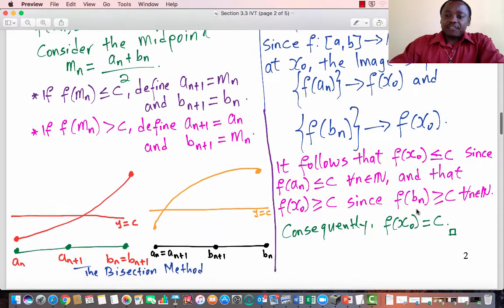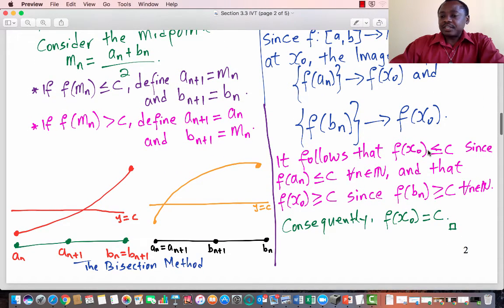Conclusion: it follows that f of x0 is less than or equal to c, since f of an is less than or equal to c for every natural number n, and that f of x0 is greater than or equal to c, since f of bn is greater than or equal to c for every natural number n. Consequently, we can conclude that f of x0 equals c, and that brings us to the end of the proof.